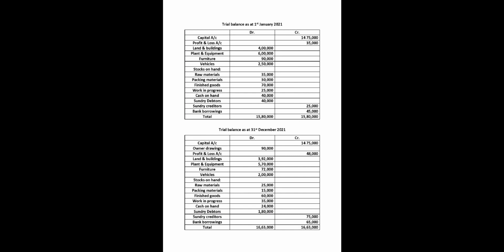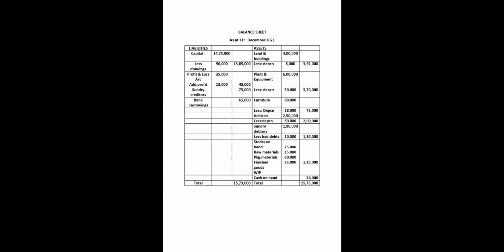So the trial balances as at 1st January 2021 and 31st December 2021 have been made out, and they have agreed and there are no errors, and then the balance sheet has also been tallied. So this is the double entry system manufacturing and trading account, profit and loss account and balance sheet of trader Deepak.